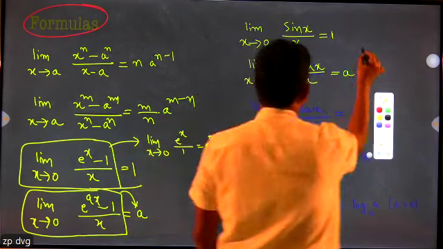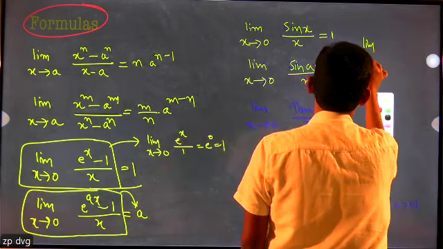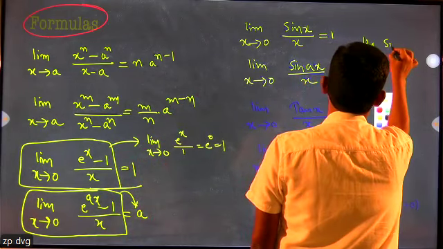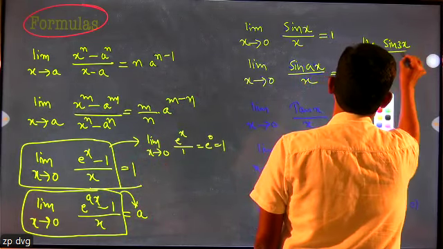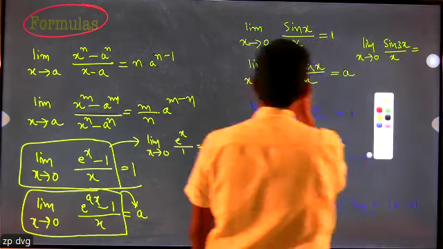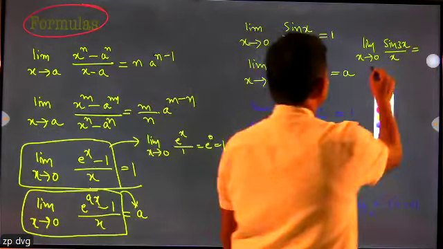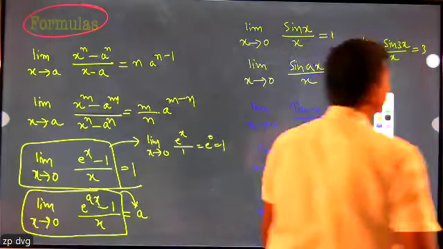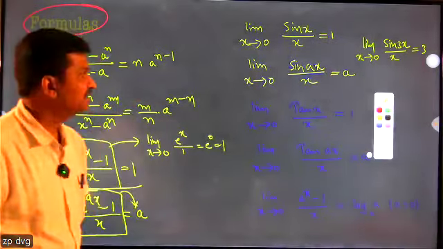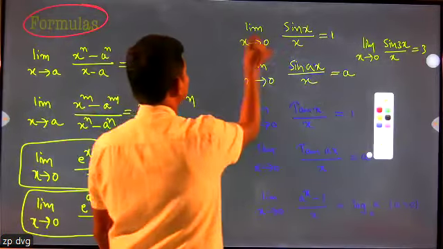Sin ax divided by x is what? It is a. For example, when you are solving problem, something is like this. Limit x tends to 0, sin 3x divided by x is there. Directly you can write the answer. Limit x tends to 0, sin ax by x equal to a. So limit x tends to 0, sin 3x by x equal to 3. Its answer is 3, right? So same like this. This is for sin x by x.